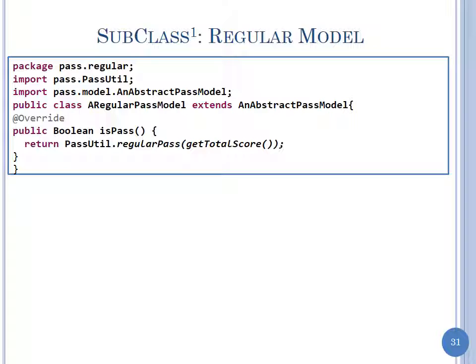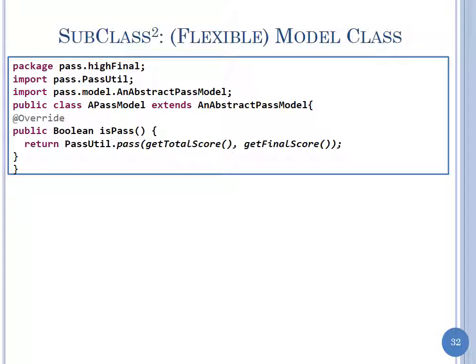I haven't defined the isPass method quite. I just called the isPass method there, and now I have two concrete subclasses of the abstract class, and I already have a pass util I wrote in my previous version. So I'm not going to duplicate the code. That's just going to be utility stuff. This one's isPass goes and calls a regular pass on get total score.